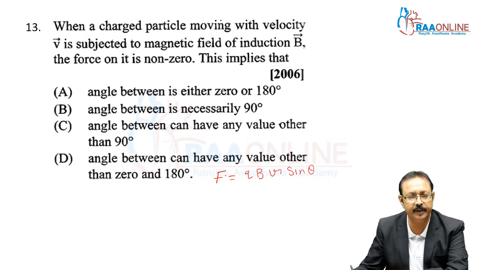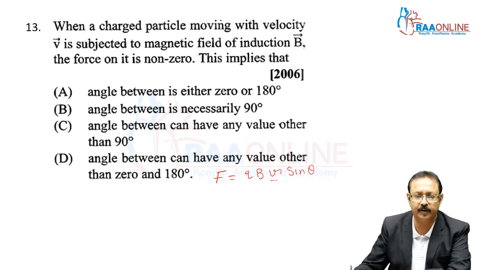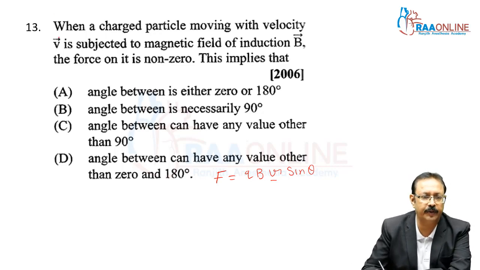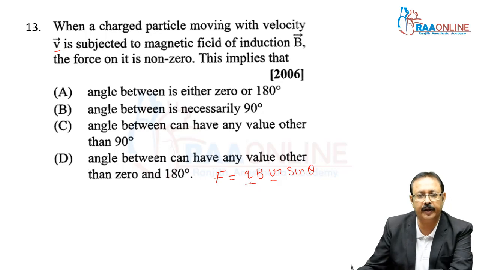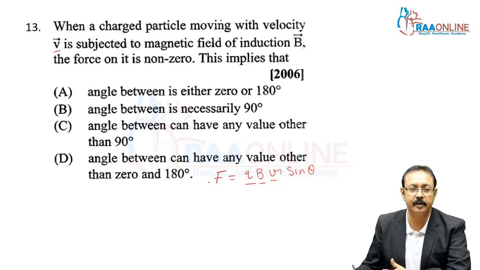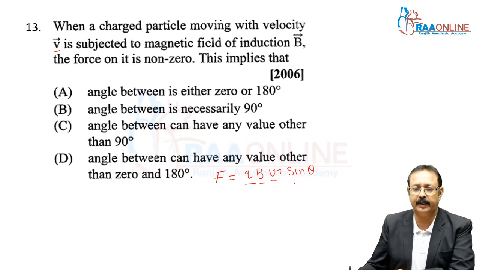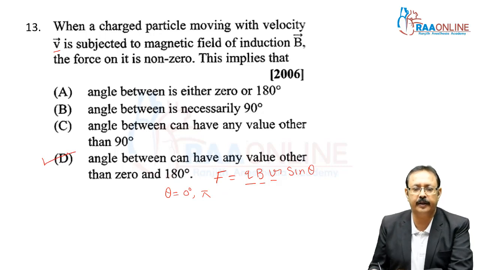So force can be 0 if velocity is 0, but velocity is not 0 here, it is given V. It is a charged particle, Q cannot be 0. Entering in a magnetic field, B is not 0. So now, which term can make F 0? Only sin theta. And sin theta is 0 if theta is equal to 0 or 180 degrees. So we are going with option D.